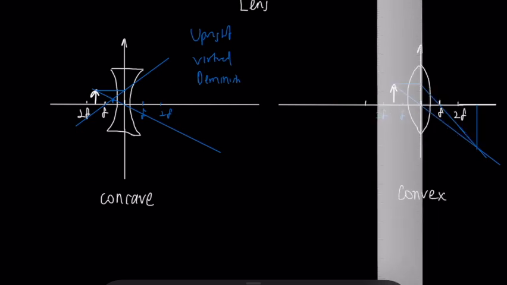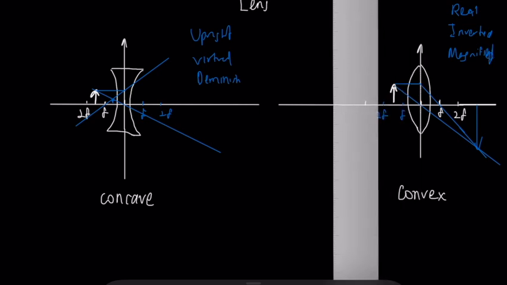yeah. And then as you can see, the image is also the same. However, this time it's magnified. Same as the mirror, but in the mirror it's concave, in the lens it's convex. Okay, everyone get their shares of usefulness.